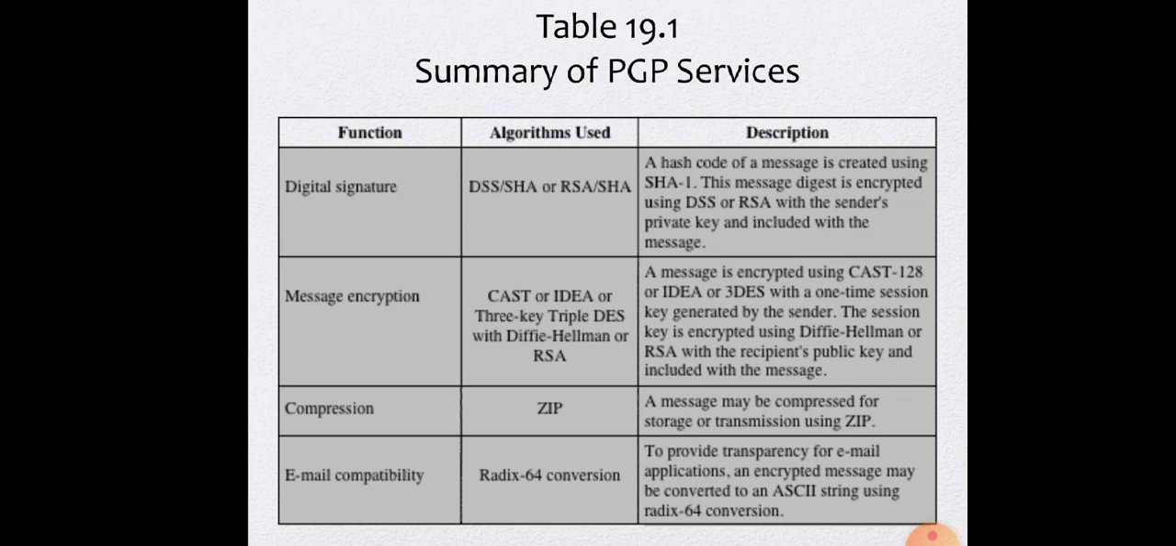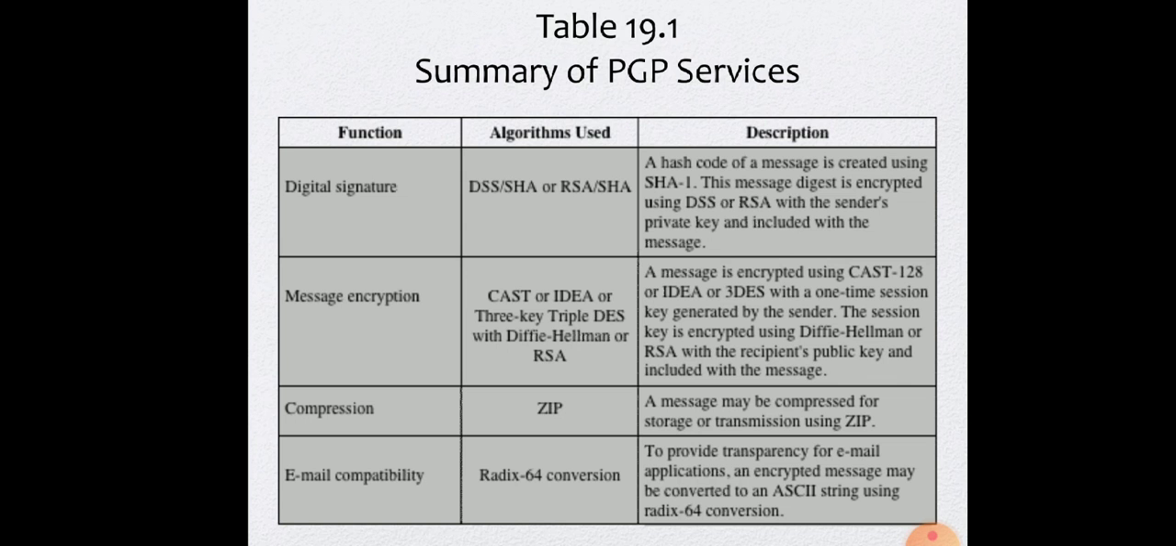When you want a digital signature to be achieved, you generate a hash code of the message using SHA-1, for example, and this message digest can be encrypted using DSS or RSA. These are signature schemes. So for DSS or RSA, they will use the sender's private key. When it is message encryption, a message is encrypted using CAST-128 or IDEA or triple DES, with a one-time session key generated by the sender.